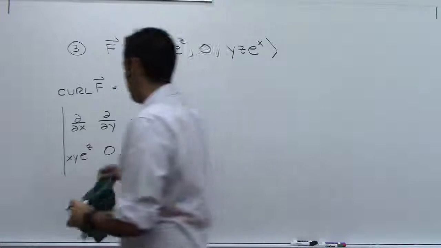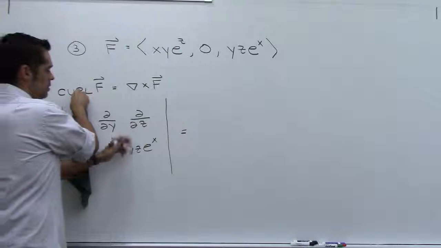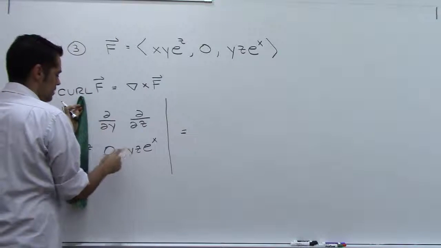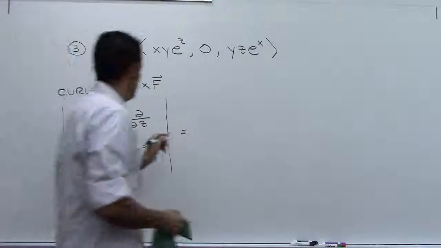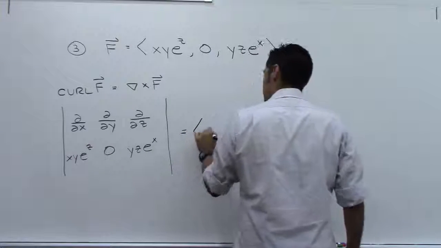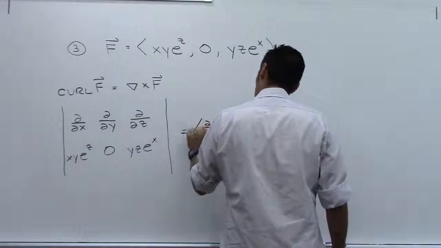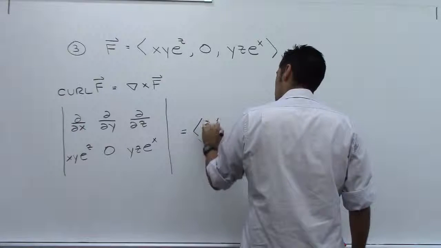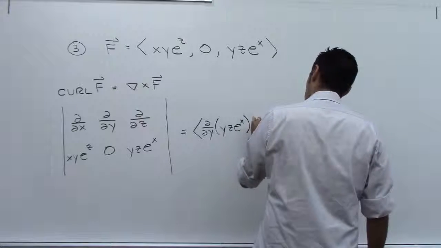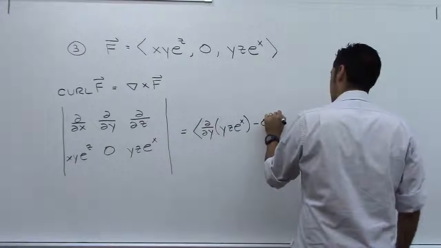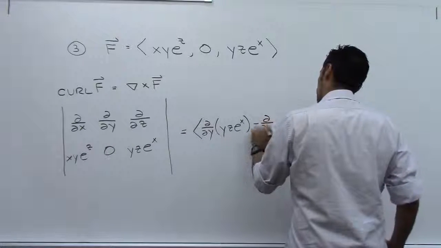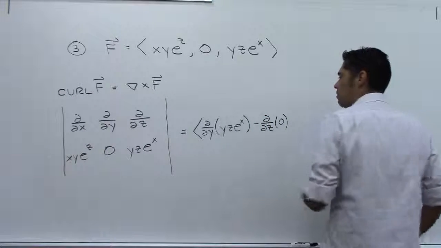So I cover up the first column, and I do a little determinant right here. So I'm going to do this partial of this minus 0 times that. So we're going to have the partial, this will be a vector, so it'll be the partial with respect to y of yz e to the x minus 0, and then the partial, well, you could look at it this way. Here and here is really just the partial with respect to z of 0.